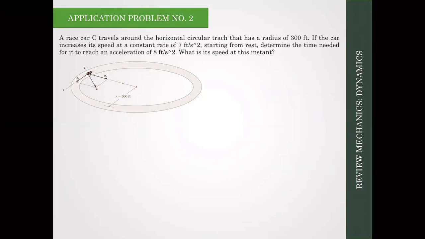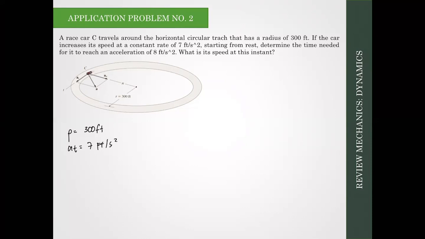Okay, so we have a given radius. So automatically, our radius of curvature is 300 feet. Okay? And then, the car increases its speed at a constant rate of 7 feet per second squared, so the 7 feet per second squared is our tangential acceleration, no?